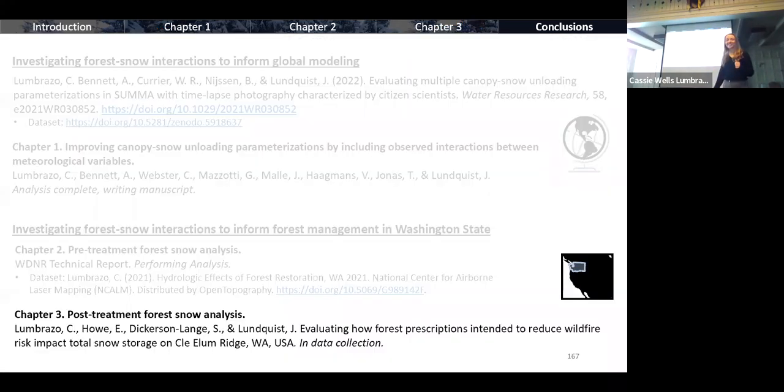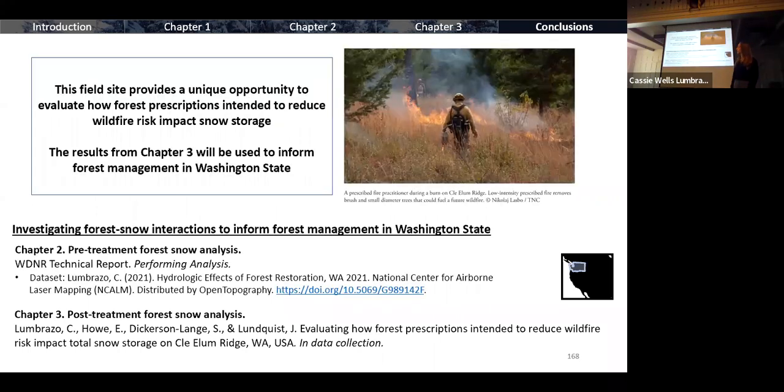So that's chapter 3, a post-treatment forest structure. This will be a manuscript that's currently in data collection, of course, as our sites are out there. But this will be a manuscript that sums up this idea. I want to wrap this up by saying that this field site in Clay Elm Ridge is a really unique opportunity to investigate how these prescriptions impact our snow storage. And the results from chapter 3 will be used to inform forest management in Washington State.